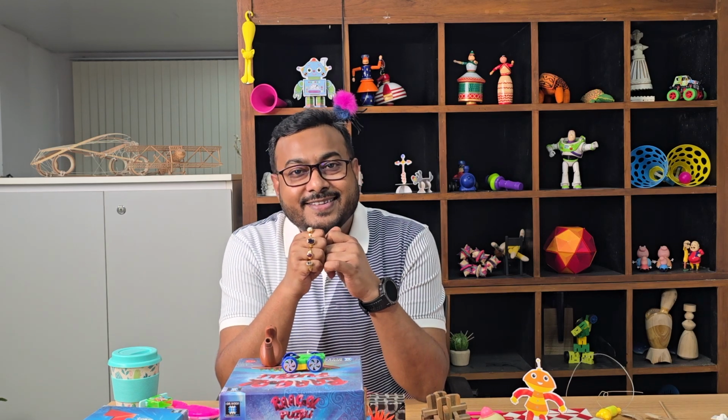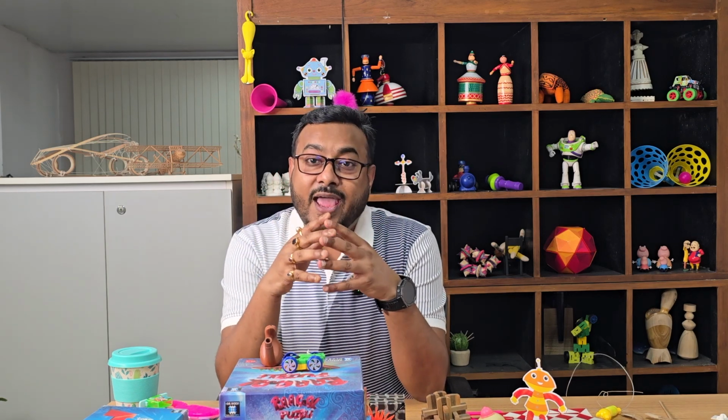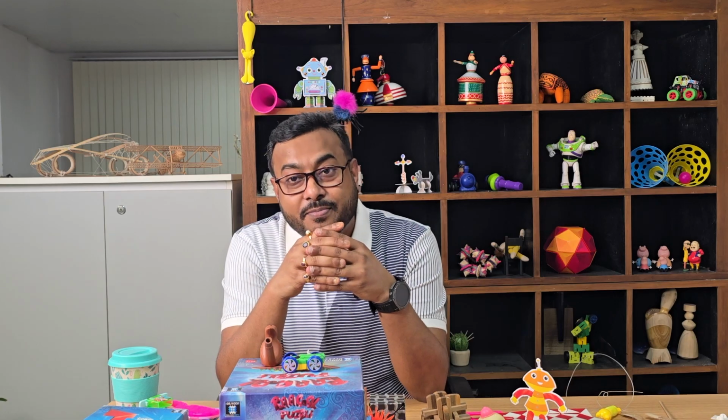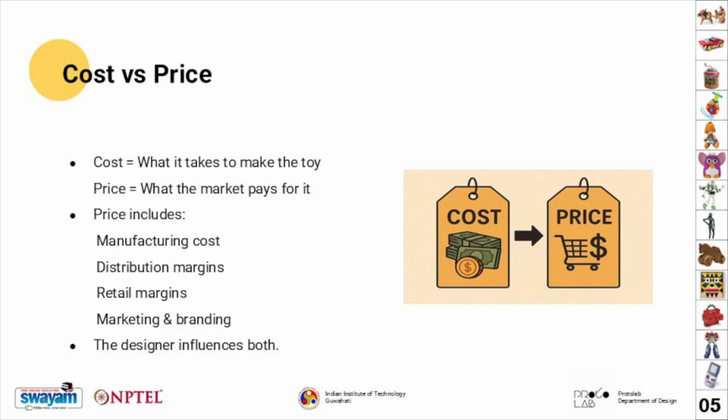One of the most common misunderstandings is assuming cost and price are the same. They are not. Cost is what it takes to produce the toy: materials, labor, tooling, packaging, compliance. Price is what the consumer sees on the shelf. Between the cost and the price, there is an entire ecosystem.